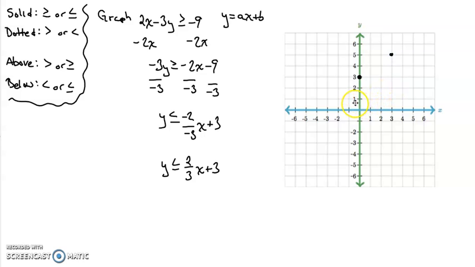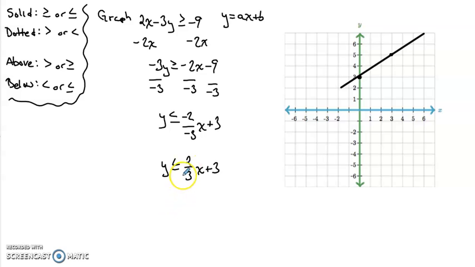Now, before we draw our line, we have to make our decision whether we're using a solid line or a dotted line. So we have less than or equal to. So up here, we said if we had less than or equal to, we were using a solid line. So we'll use a solid line to connect these dots. There we go.